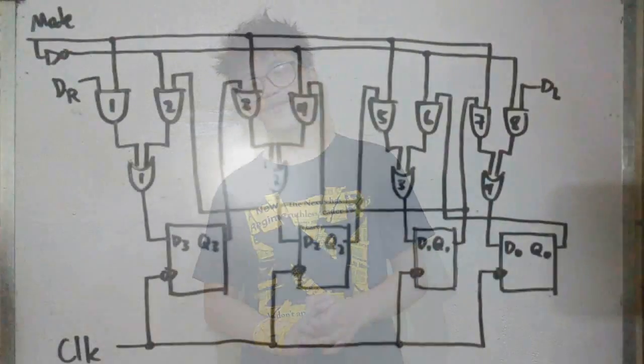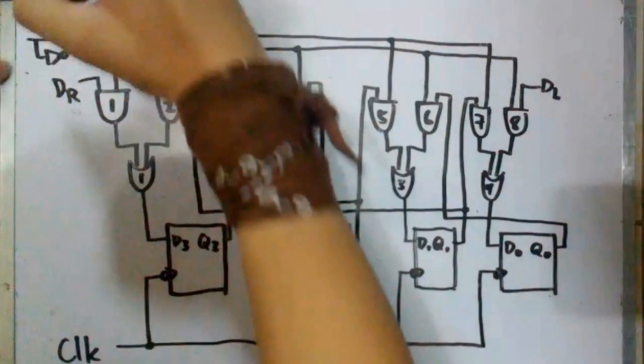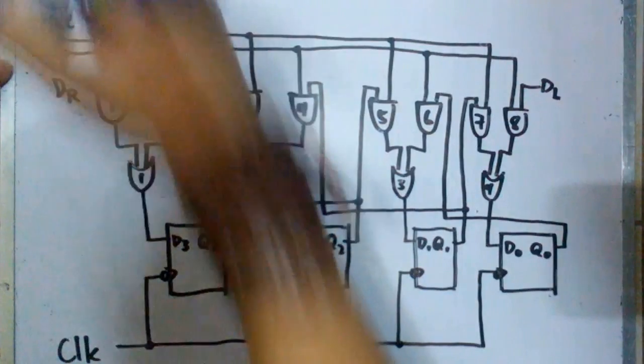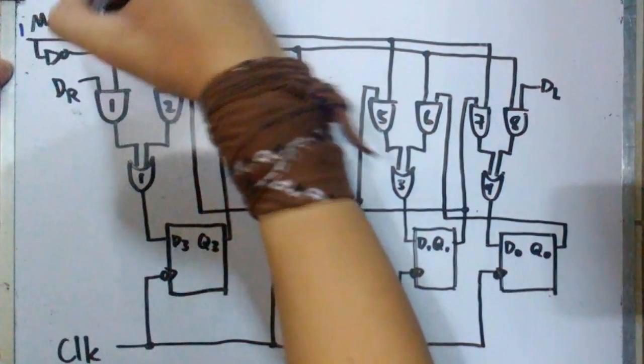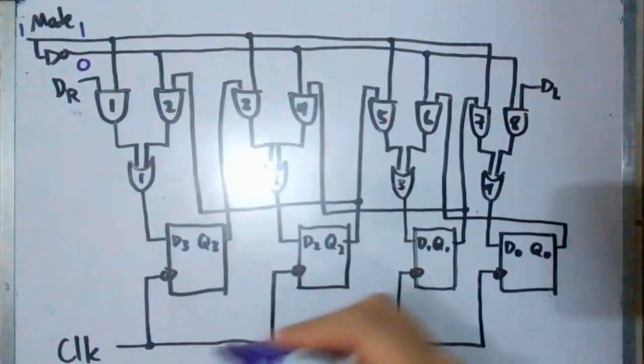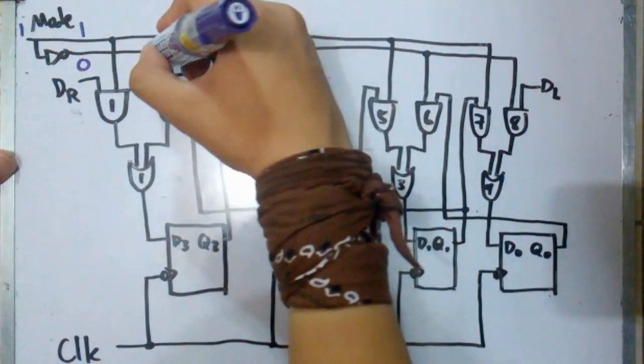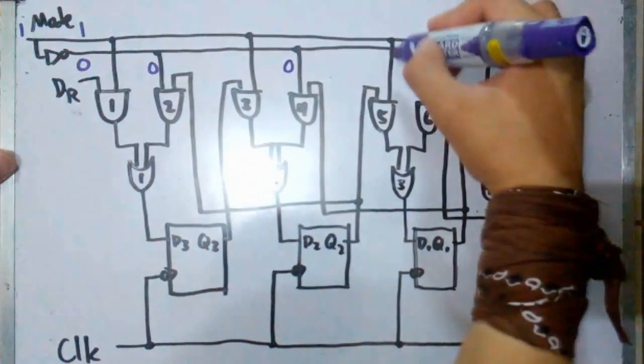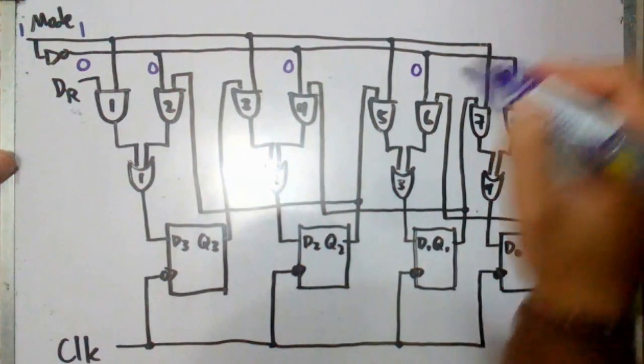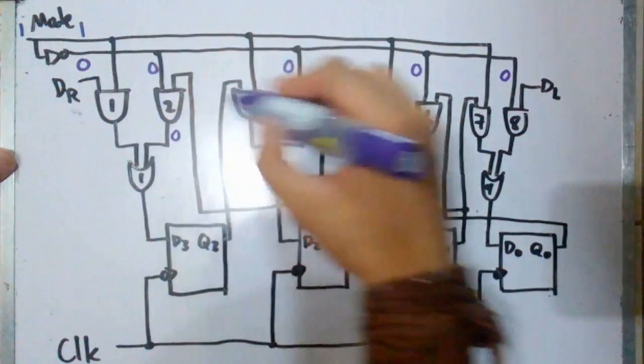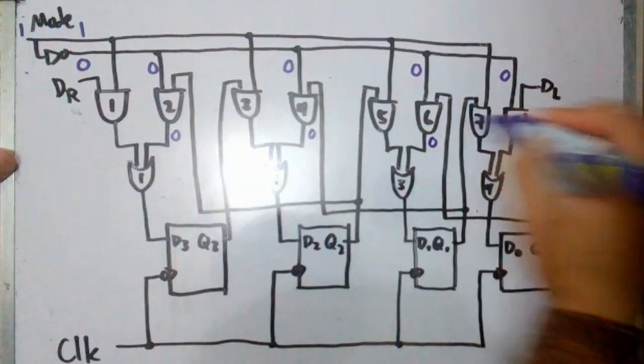The direction of the shifting of data is determined by the value of M. If M is 1, data is shifted to the right, while if M is 0, data is shifted to the left. Let's now look what will happen if M is equal to 1. We will have a value of 1 here and a value of 0 here. In this condition, the initial inputs of AND gate numbers 2, 4, 6, and 8 is 0. This disables the mentioned AND gates, which gives an output of 0.